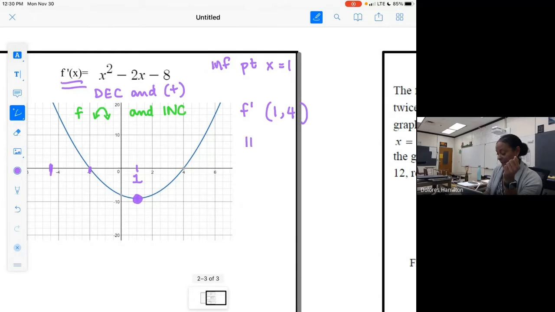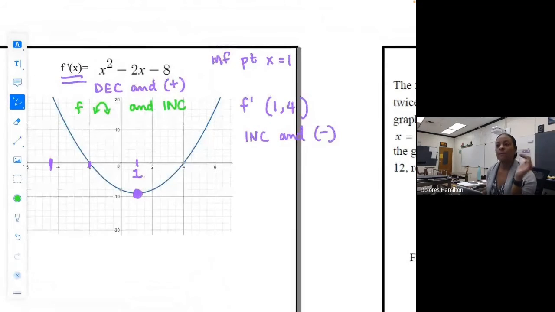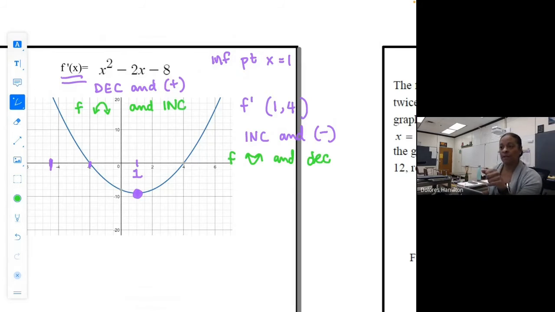F prime is increasing and it's negative. So that tells me that f is concave up and decreasing over that interval from 1 to 4. And then the last thing we could say, I'm not going to write it down, is from 4 to 6. F prime is increasing and it's positive. So I know that my f graph would still be concave up, but now increasing.